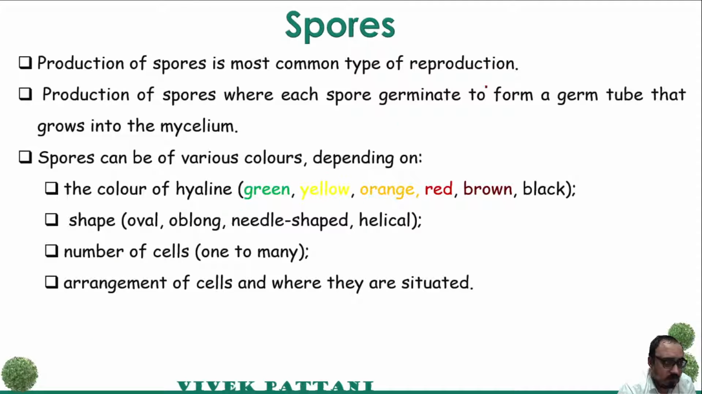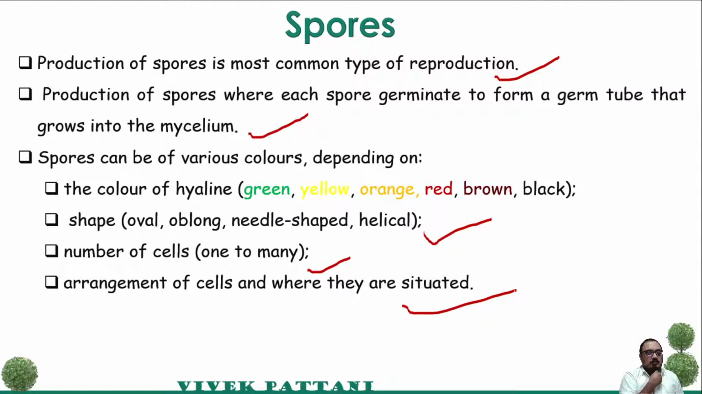The production of spores is the most common type of reproduction, where each spore germinates to form a germ tube that grows into a mycelium. And spores can be of various colors. It may be green, yellow, orange, red, brown, or even black, and shapes may also vary. It may be oval, oblong, needle, helical, etc. It also depends on the number of cells and the arrangement of cells, which can be easily studied and can also be used for the identification of the fungi.